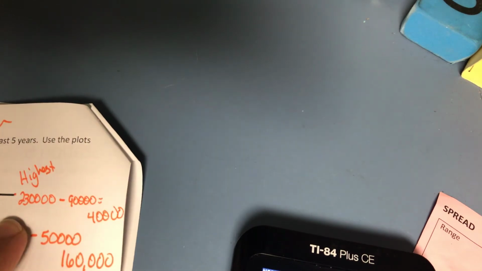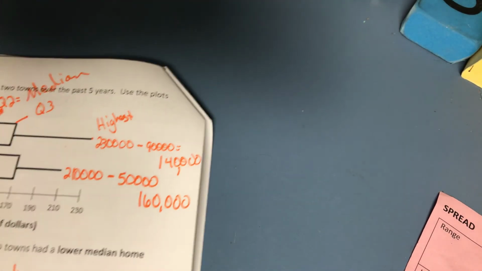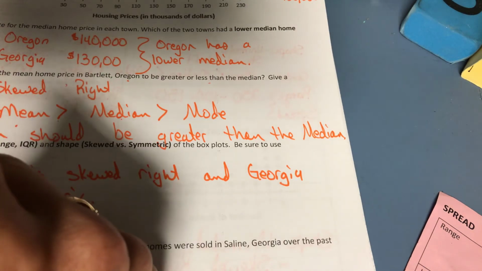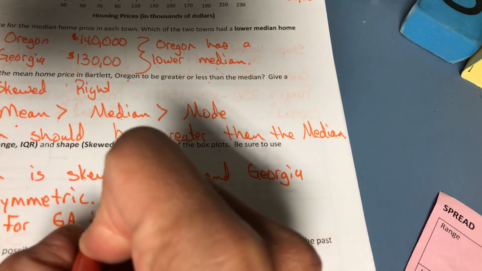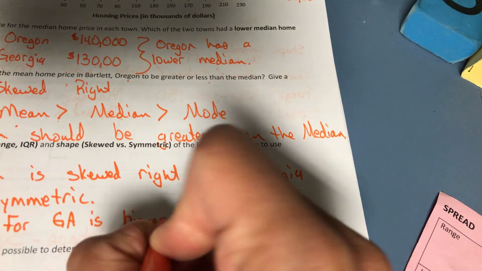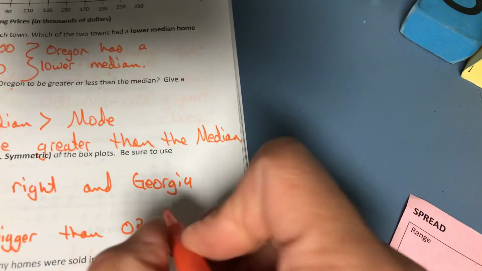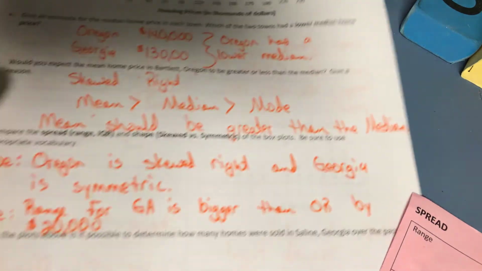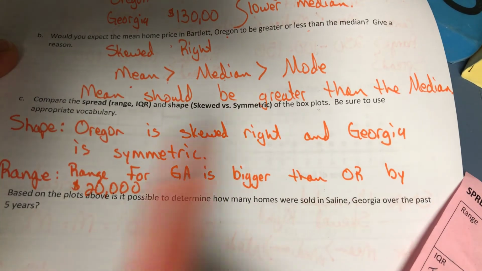So 230 minus 90,000 is 140,000. I left my one off. So as far as I compare that, the range for Georgia is bigger than the range for Oregon. So the range for, I'm going to abbreviate, Georgia is bigger. When you're comparing, you want to use bigger, smaller, greater, or equal to. Bigger than Oregon. And you can even get more specific by $20,000. So the range for Georgia, you can read it, is bigger than Oregon by $20,000.